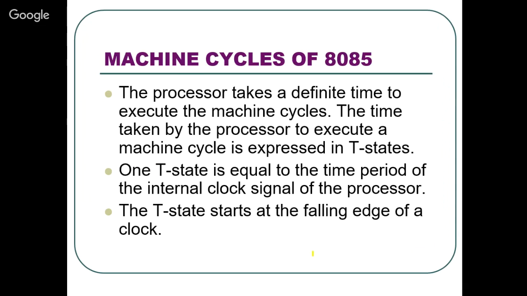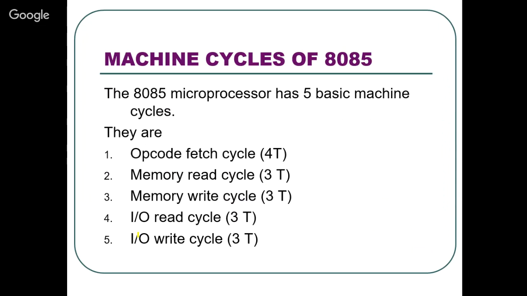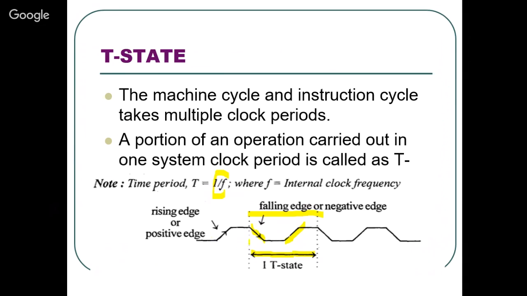For these machine cycles of 8085, the processor takes a definite time to execute the machine cycle. The time taken by the processor to execute a machine cycle is expressed in T states, as we discussed earlier. And it is important: one time state is equal to the time period of the internal clock signal of the processor. The T state starts at the falling edge of a clock. You can see that this T state starts at the falling edge of a clock.